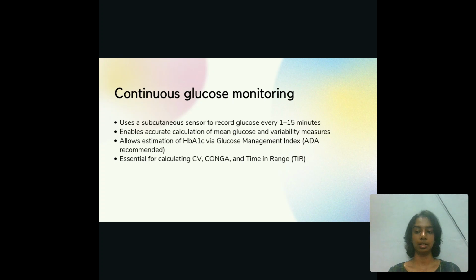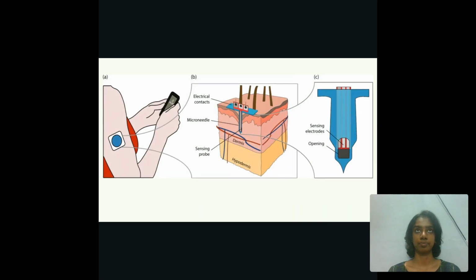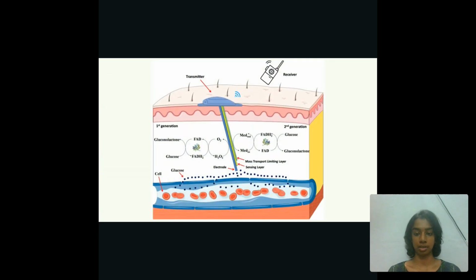Continuous glucose monitoring. These systems measure glucose every few minutes, providing a complete picture of glucose trends. They're very essential for calculating key metrics like the coefficient of variation, CAGR, and TIR. The American Diabetes Association recommends them for estimating HbA1c and for all patients on insulin therapy. This slide here represents the mechanism of action of certain devices which are used in continuous glucose monitoring. Here's another slide representing the same.